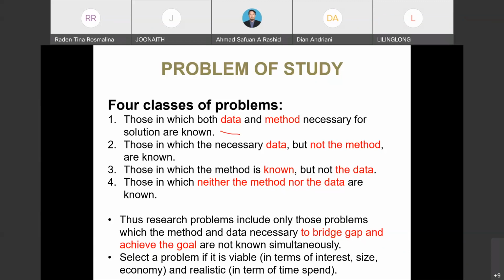Select a problem if it's viable in terms of interest and realistic. So that is a suggestion: it should be viable and realistic in terms of time and in terms of money.